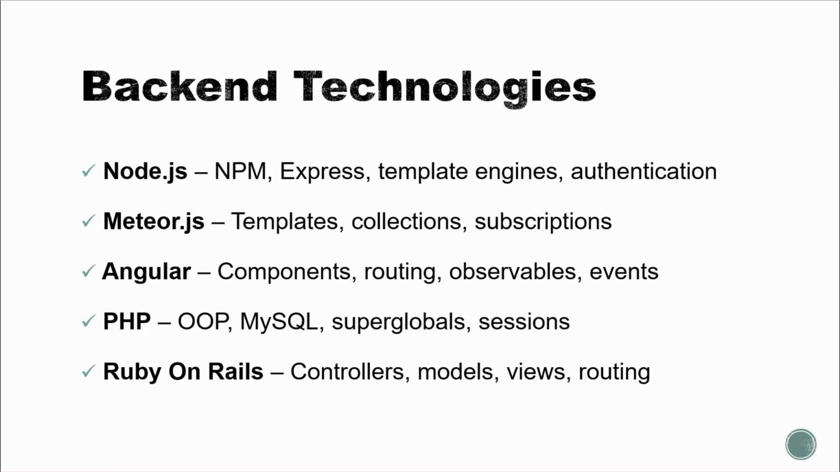For backend technologies, we have Node.js, which is basically JavaScript on the server. We'll talk about NPM, which is Node package modules. We can install and use different modules. Express, which is a web framework that we can use with Node. Template engines such as EJS and Mustache. We'll also build an authentication application using Node.js, Passport, and some other modules. All right, so we'll be able to log in, register, access control, and all that.